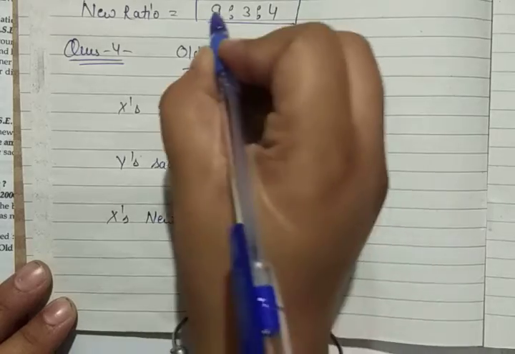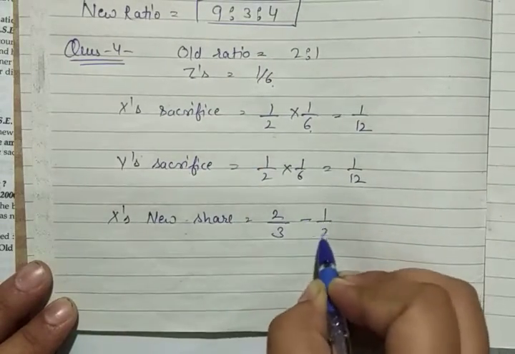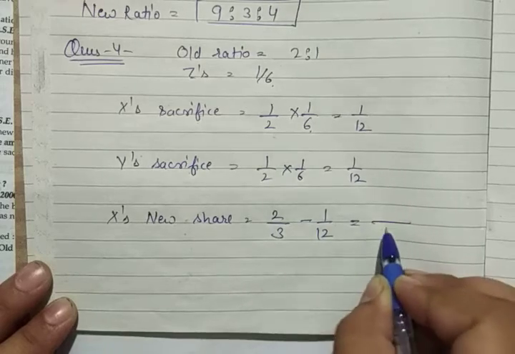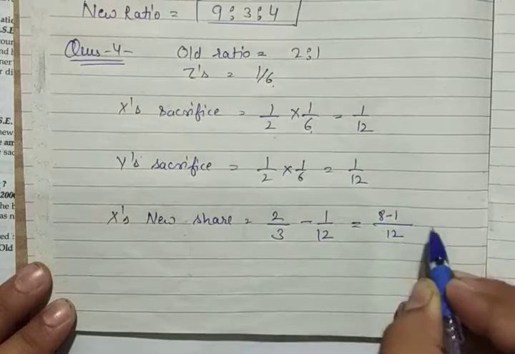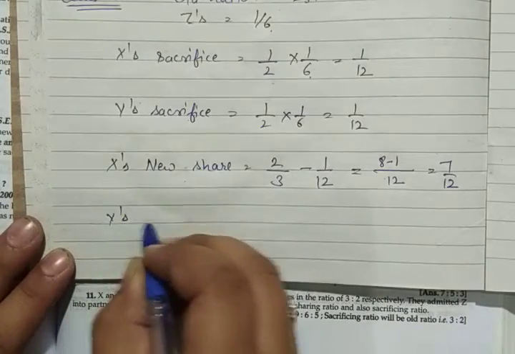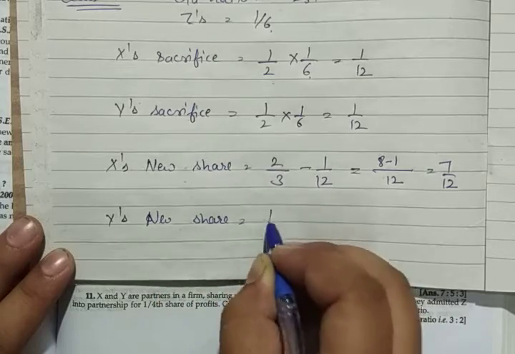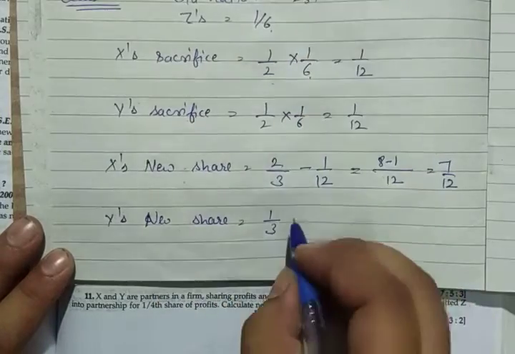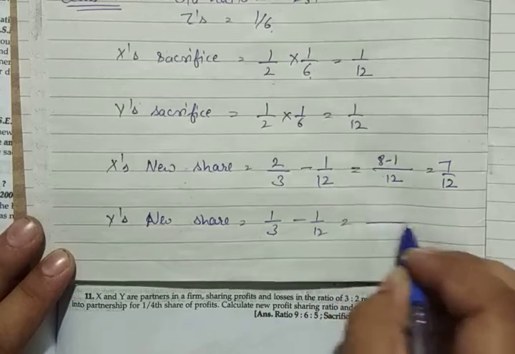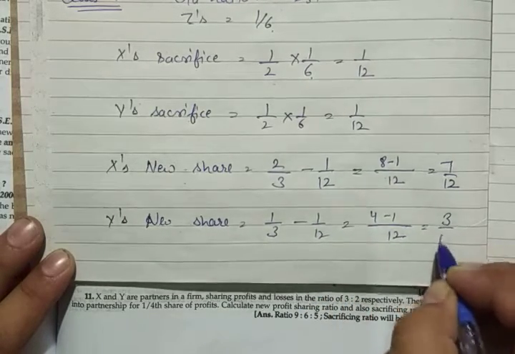It will be old share, that is 2/3 minus sacrifice. Okay. Now it becomes 7/12. And for Y we will do the similar thing. Y's new share will be 1/3 because old is 1/3, minus 1/12. This will become 4 minus 1, that is 3 by 12.